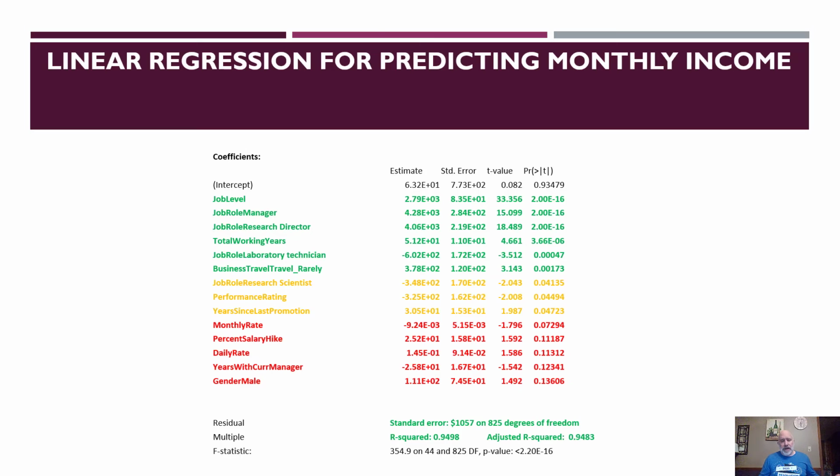So then we looked at monthly income. And what are some of the factors to predict monthly income? So we ran a linear regression model, and you can see here some of the factors that definitely were positively correlated to monthly income. And down below, you can see the R squared value, 94.98%. And the standard error was well under 3,000. It was 1,057. So the model seemed to be very effective.